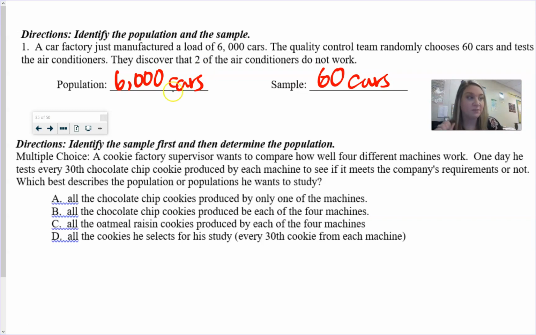All right, so I want you to pause and try to answer the next multiple choice one. A cookie factory supervisor wants to compare how well 4 different machines work. One day he tests every 30th chocolate chip cookie produced by each machine to see if it meets the company's requirements or not. Which best describes the population that he wants to study? I'm going to give you a second, read your answers, and see which answer choice you want to pick for the population.